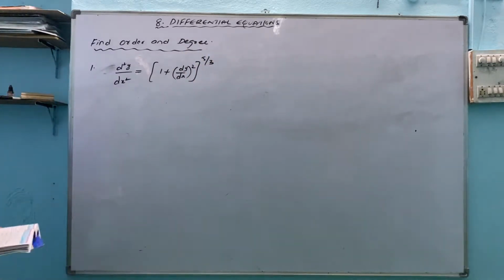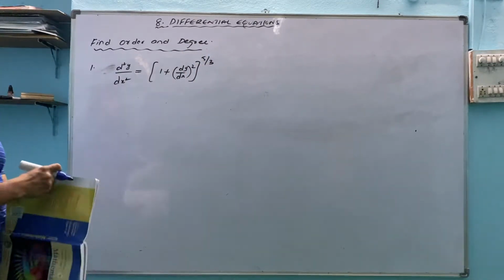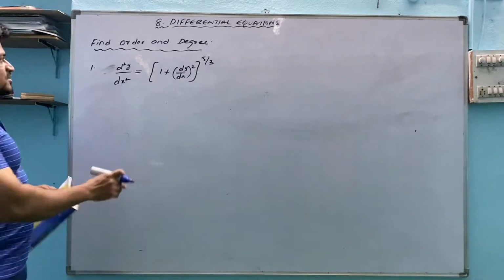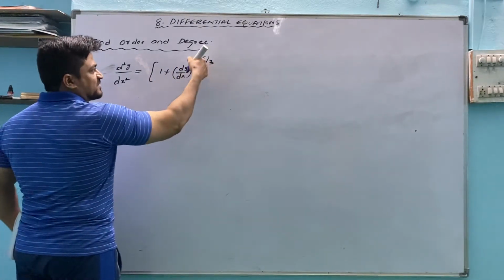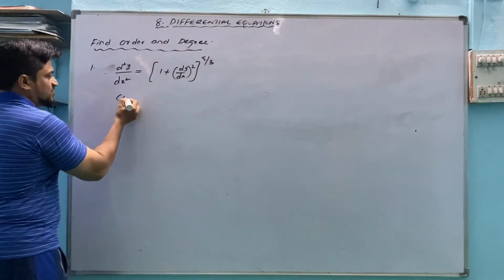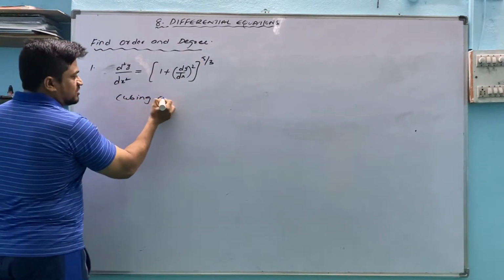whole power 5 by 3. Now what I told you, what we need to remove from this one? We have to remove this fraction. To remove this fraction, I need power 3 cube here. So what should I do here? Cubing on both sides.